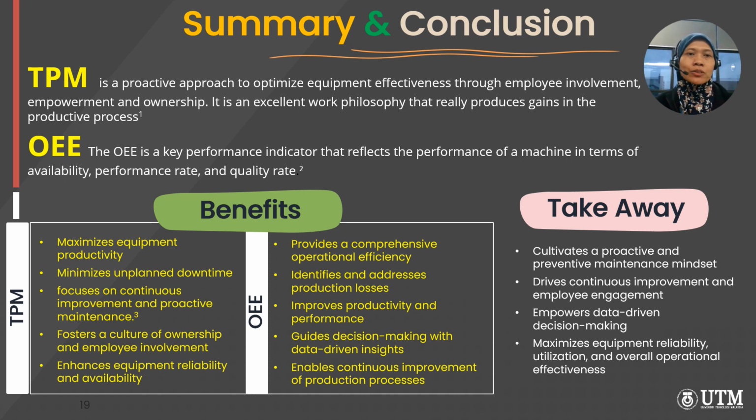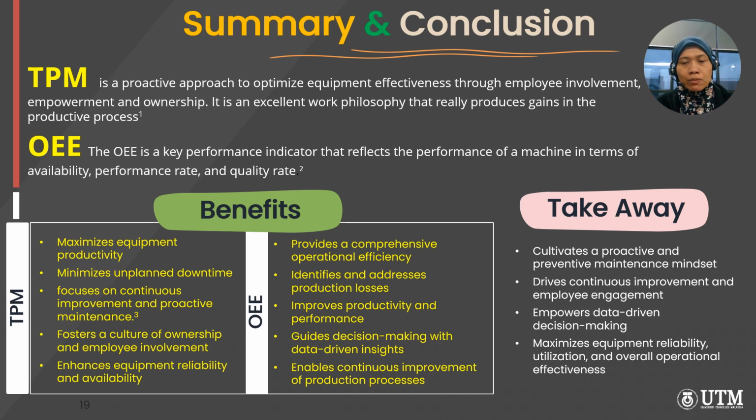And now we are at the end of the presentation from our team. Before that, allow me to wrap up with a summary and conclusion from what we already discussed earlier about TPM and OEE. TPM, by its name, Total Productive Maintenance, is a proactive approach to optimize equipment effectiveness through employee involvement, giving empowerment in making decisions, and also to cultivate ownership among the personnel. While OEE, on the other hand, is a key performance indicator that reflects the performance of the machine.